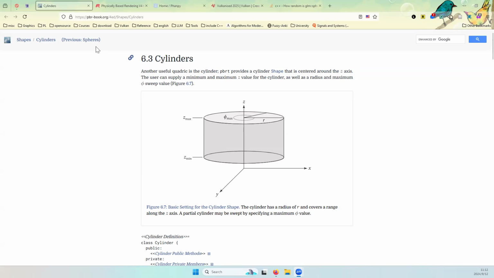So last time we talked about spheres, and after spheres, there are some other useful shapes. Quadric, which is cylinders. I think cylinder is useful as a light source. I mean, there's lots of long tubular light bulbs, so maybe.